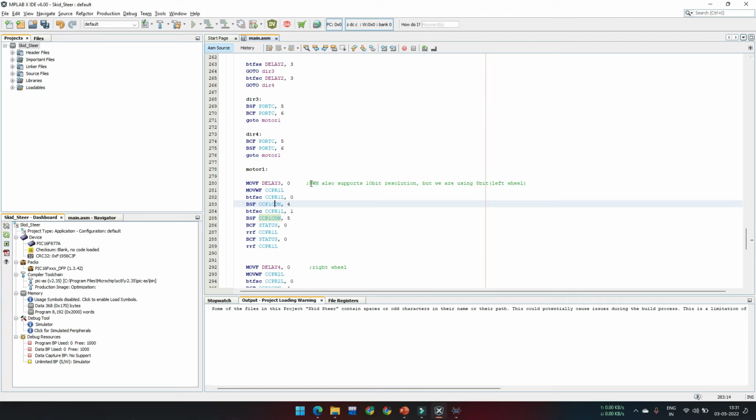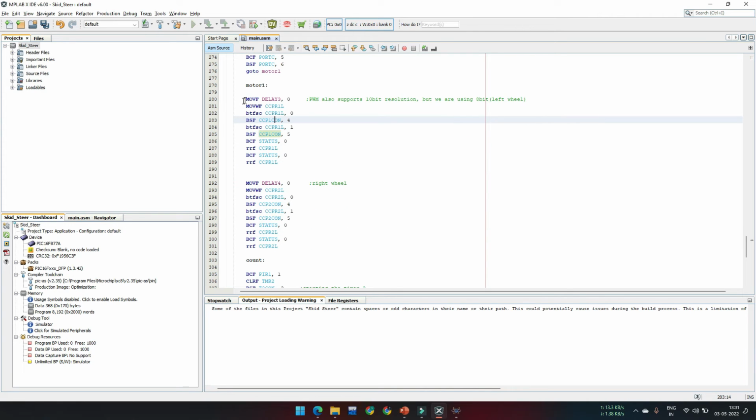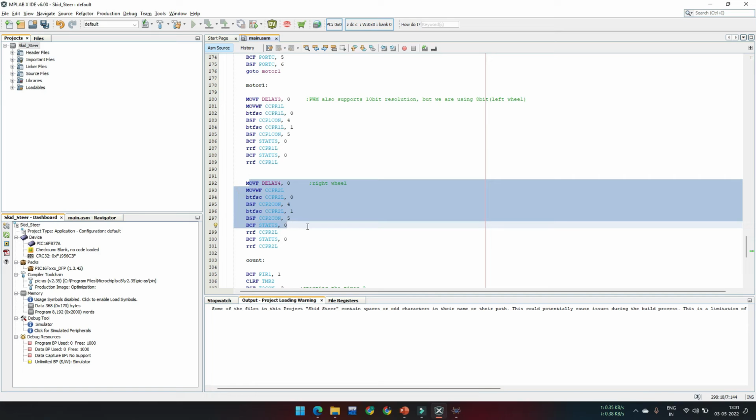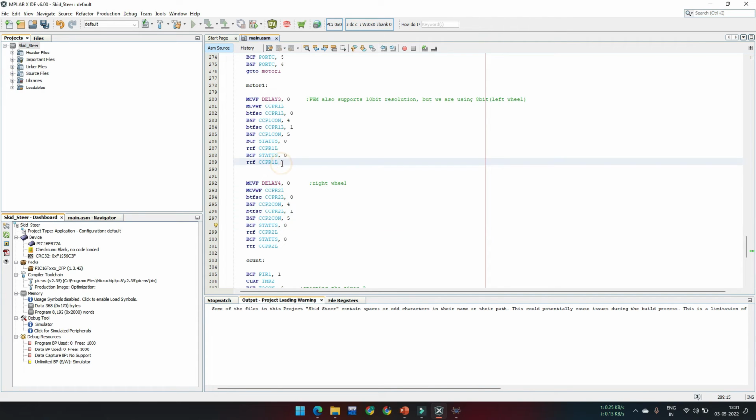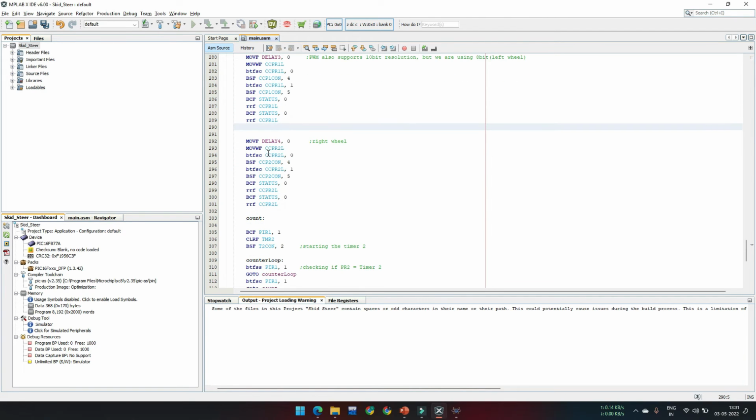PWM also supports 10-bit resolution, but we are only using 8-bit. So we are again using 2 right shifts to convert the 10-bit PWM data into 8-bit data. This is for the left wheel and this is for the right wheel. CCP1CON and CCPR1L registers are used for putting the PWM data. Similarly here CCPR2L and CCP2CON are used for PWM data.